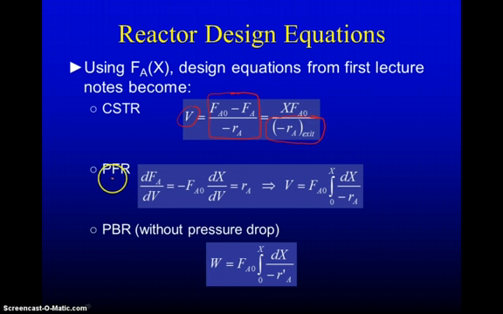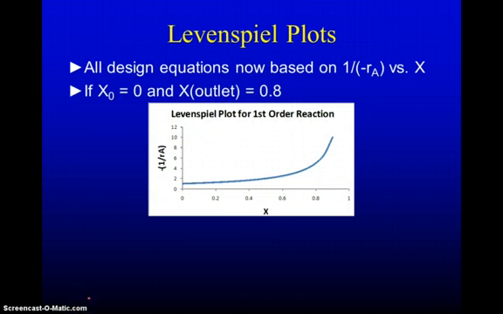For a plug flow reactor, we have that the differential of the flow rate of A over volume equals the opposite of FA naught times the rate of conversion, and that's equal to the rate of reaction. So the volume of a reactor can be written as the initial flow rate times the integral from 0 to x of 1 over the rate of consumption of A. And for a packed bed reactor, it's an analogous expression with weight instead of volume and the rate of consumption per unit of mass. So with that in mind, we can develop Levenspiel plots.